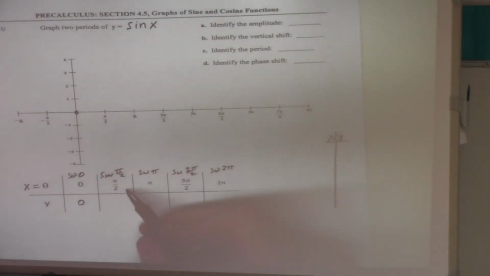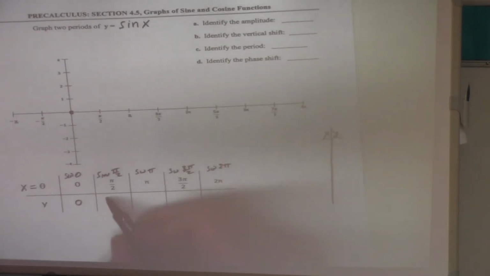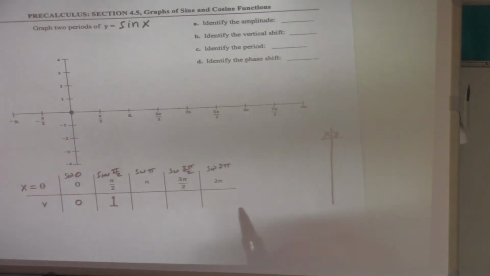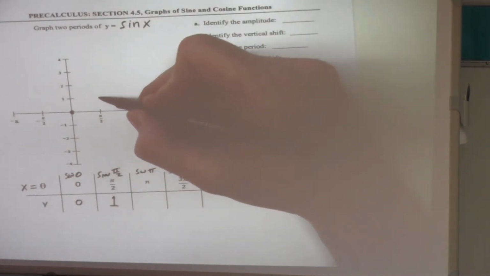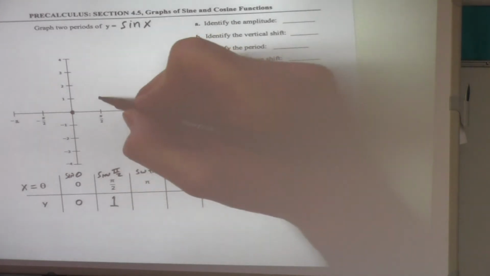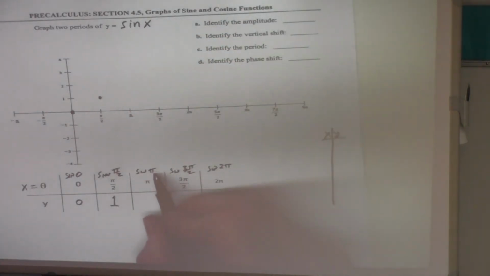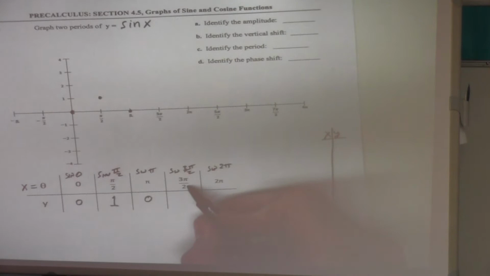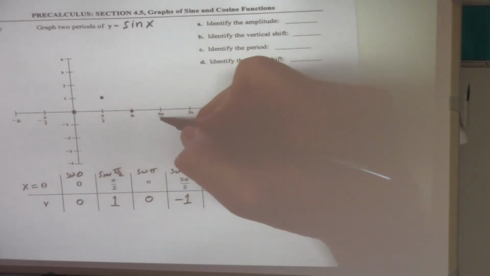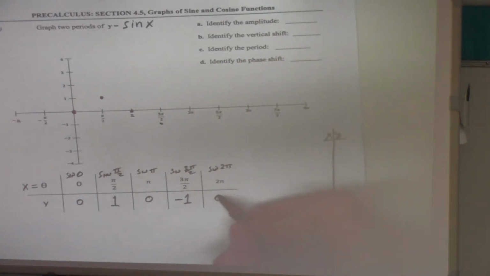Now for pi over 2, on the unit circle you can see that at pi over 2, the y value, or sine, is 1. So that means that when we're at pi over 2, we can put a point at pi over 2 and 1. At the sine of pi, we're back to 0 for the sine, so we're back to here. At 3 pi over 2, the sine, or the y value, is negative 1. So that means at 3 pi over 2, we have to come down here to negative 1. And at 2 pi, it's back to 0.